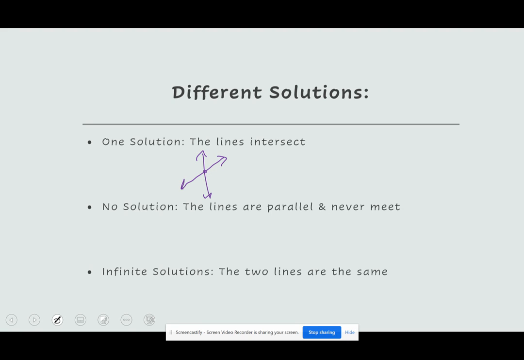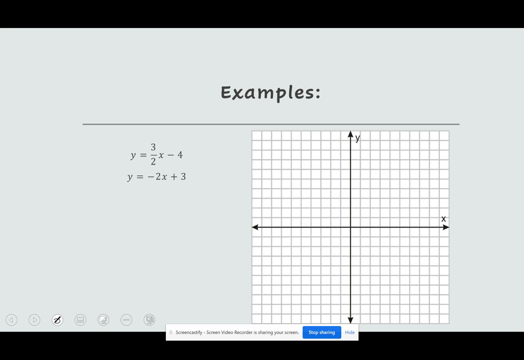Sometimes we can have no solutions. If both of our lines are parallel to each other, they will never meet, so we're never going to find a point that makes both of them true. And infinite solutions is where they are both the same line, so every single point on that line makes both equations true.